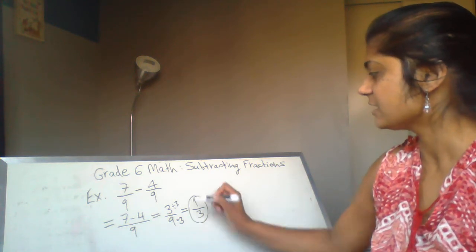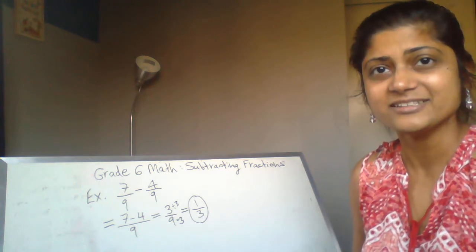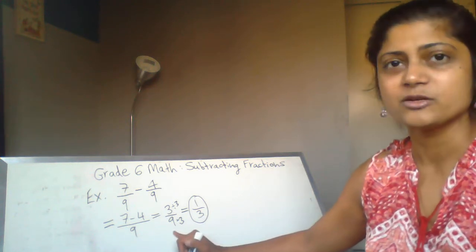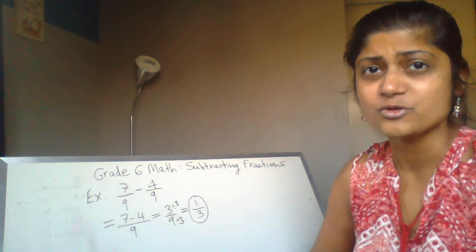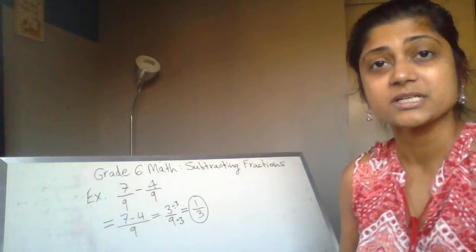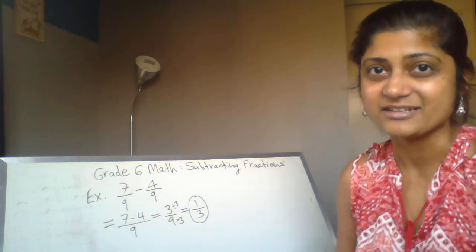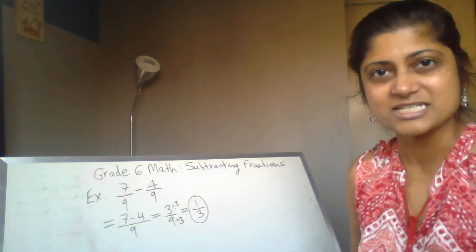And this is my final answer. Again, I like to circle my final answer so the teacher can see that. Okay. If you stop and you put 3 over 9 as your final answer, it's not going to be wrong. But most teachers, again, will take off half a mark if you are not reducing it at the very end. Okay. Let's try one more example here.